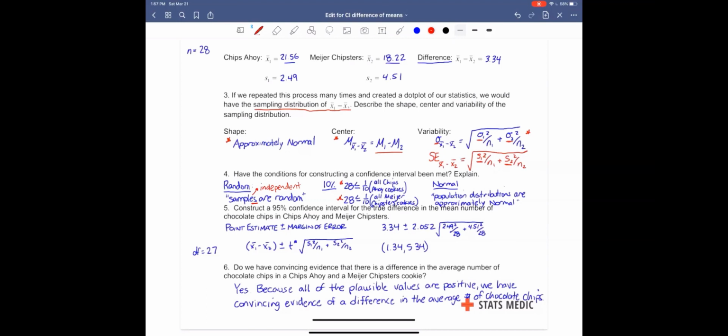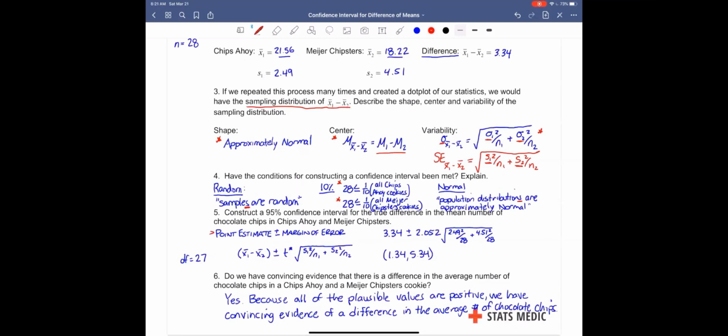And then for the normal condition, we have right from the stem of the problem that the population distributions are approximately normal. Notice here that we're using the plural population distributions because there are 2 population distributions. So now we're ready to move on to the calculation of the confidence interval.